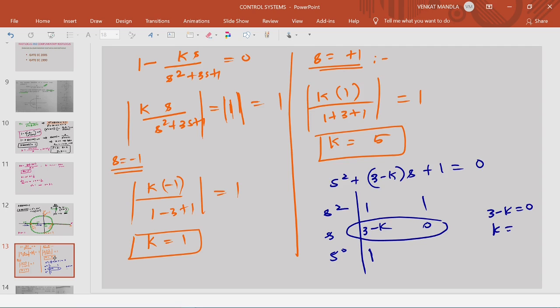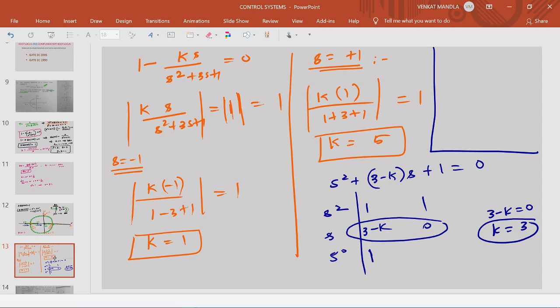So from this, k equal to 3. What is that point on the j omega axis? This is the gain at that point. I'll find that point from the auxiliary equation. This is the auxiliary equation: s square plus 1 equal to 0. Replace s by j omega, that is minus omega square plus 1 equal to 0, so omega equal to root 1, that is 1.